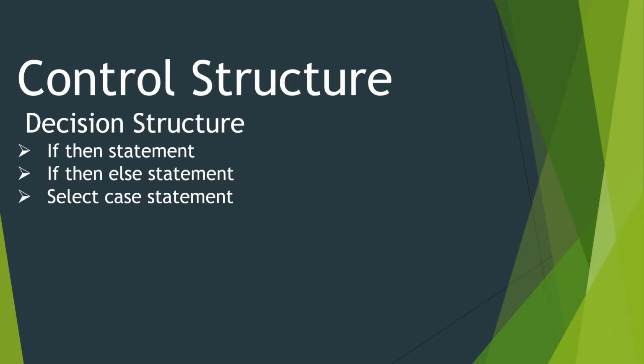The decision structure basically selects one of the two alternate segments of program code depending upon whether a given condition is true or false. The decision structures in VB are the if-then statement, if-then-else statements and select case statements. Let's discuss each one by one. So first we will discuss the if-then statement.